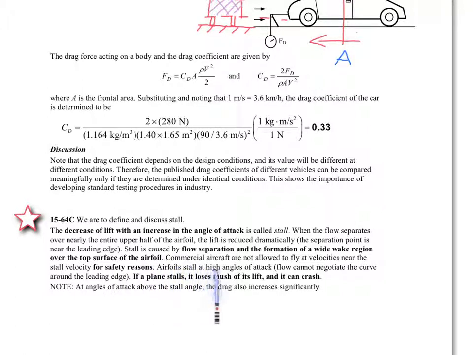Airfoils stall at high angles of attack. Flow cannot negotiate the curve round the leading edge. If a plane stalls, it loses much of its lift and can crash.